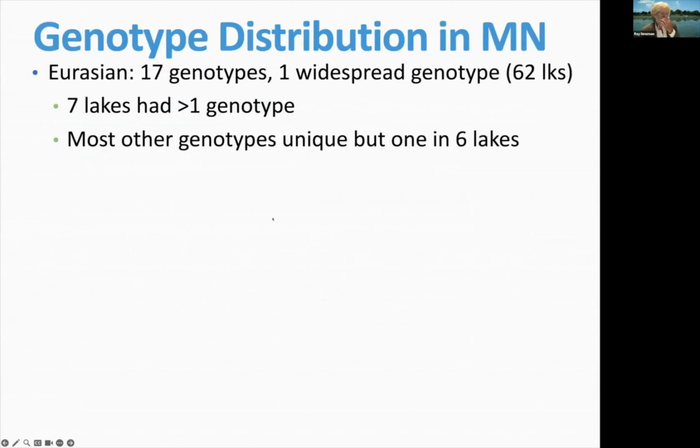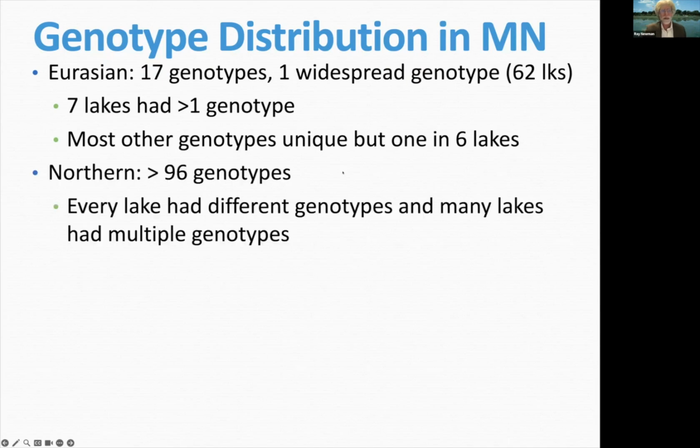So in Minnesota now, we've identified 17 genotypes of the Eurasian water milfoil. One of these is widespread. It's found in 62 lakes. It's the one that's sort of everywhere. We did find 7 lakes that had more than one genotype, although generally most lakes only have one genotype. There is one other genotype that's been found in 6 lakes. Otherwise, these other minor genotypes are restricted to 1 lake each.